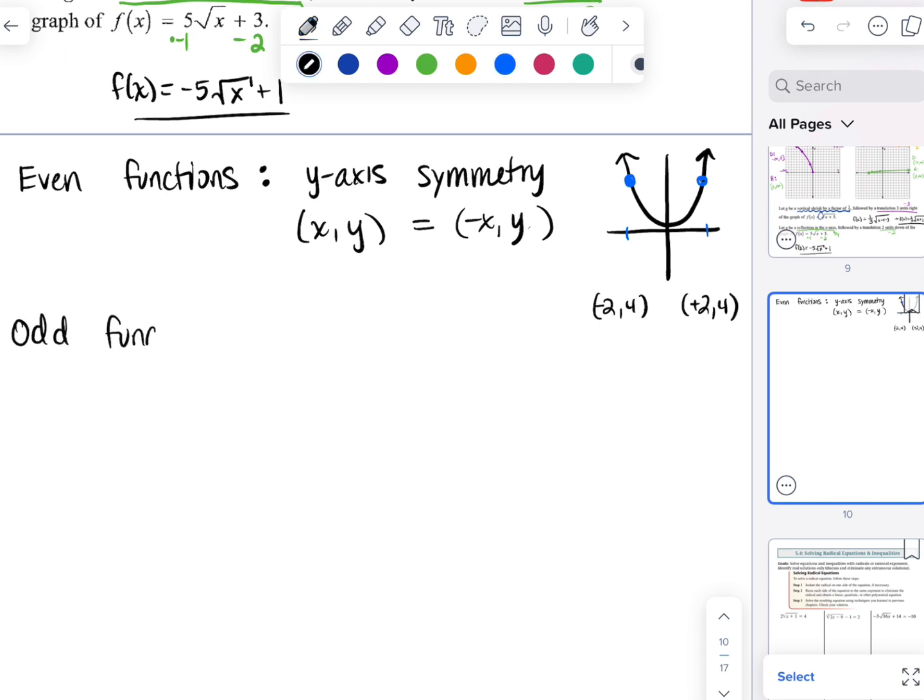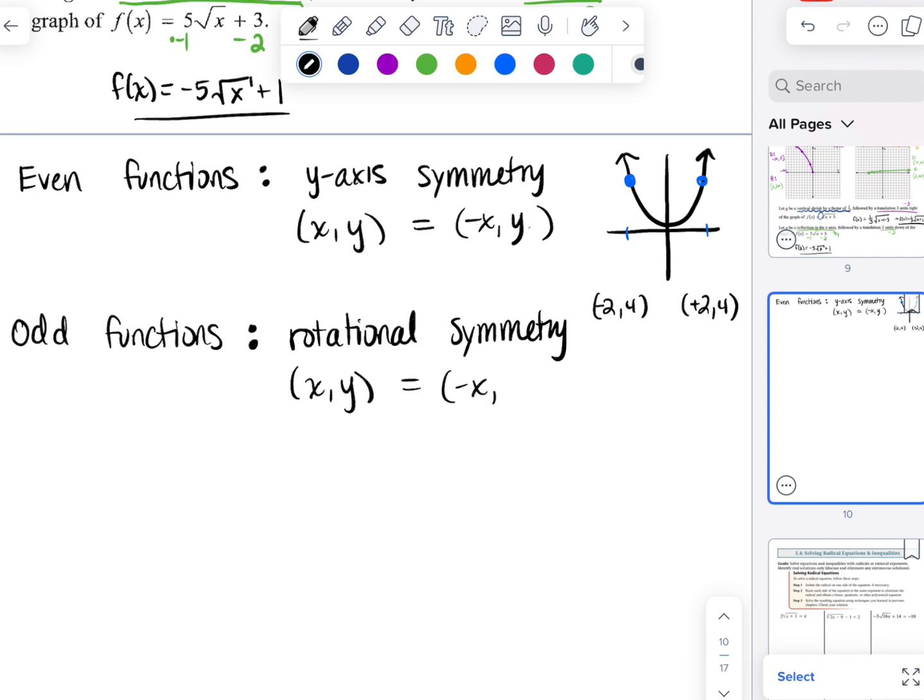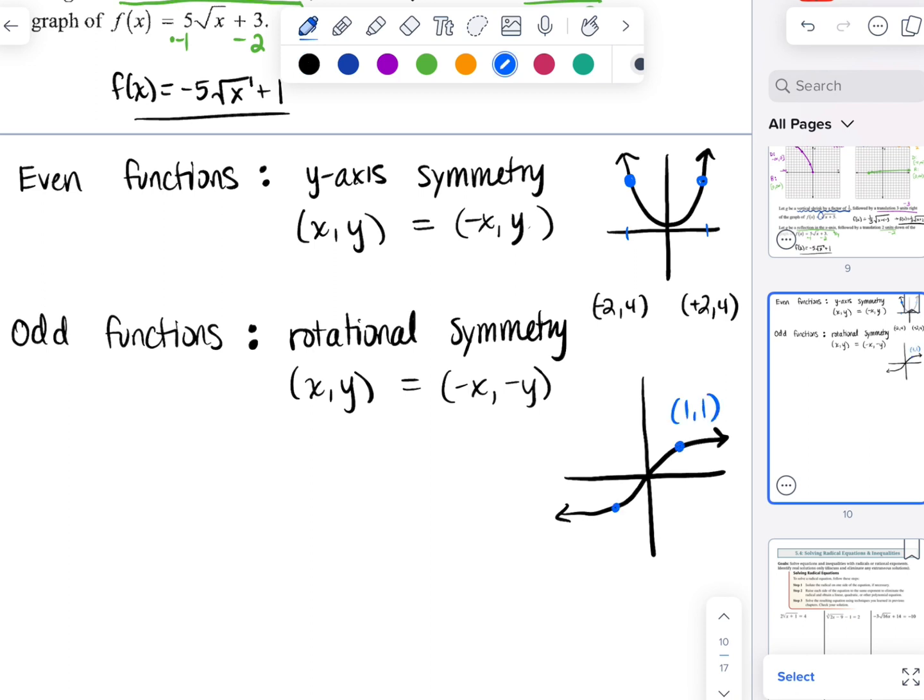Odd functions have what we call rotational symmetry. And so that means for every point x, y, there is a point at negative x, negative y. Okay? And so when we look at that cube root function, the fact that there is a point here at 1, 1, and a point down here at -1, -1, that indicates that we have odd symmetry, or an odd function, because we have rotational symmetry.